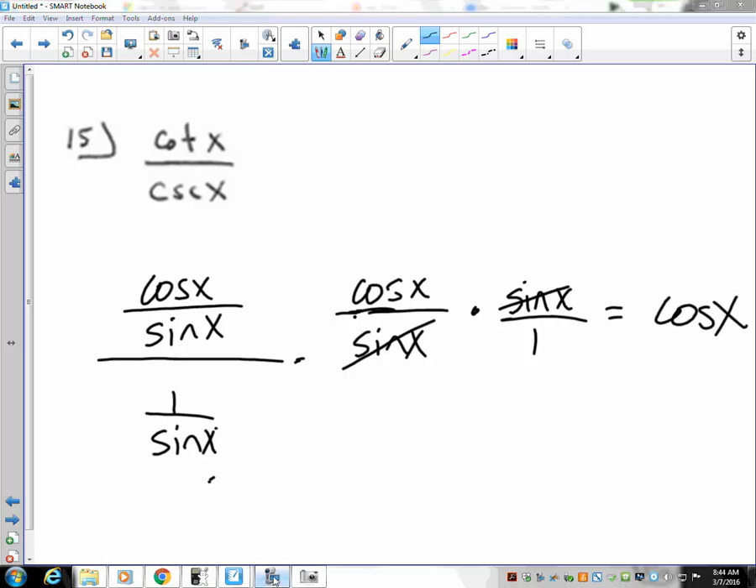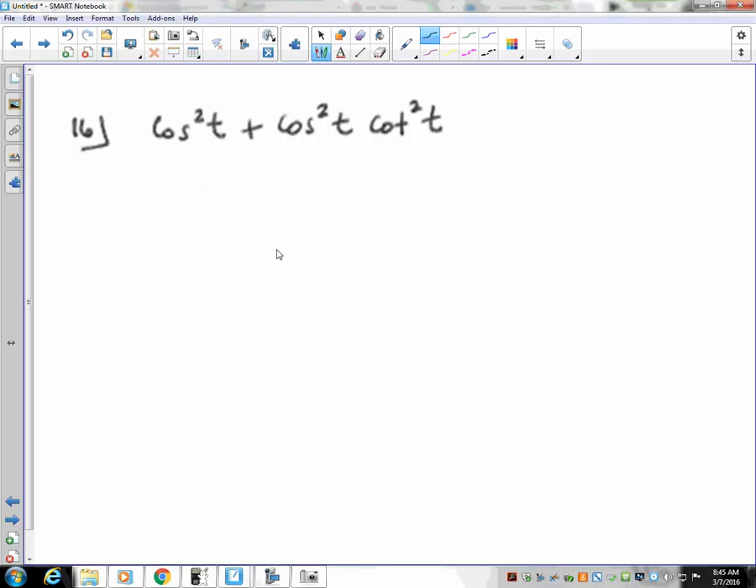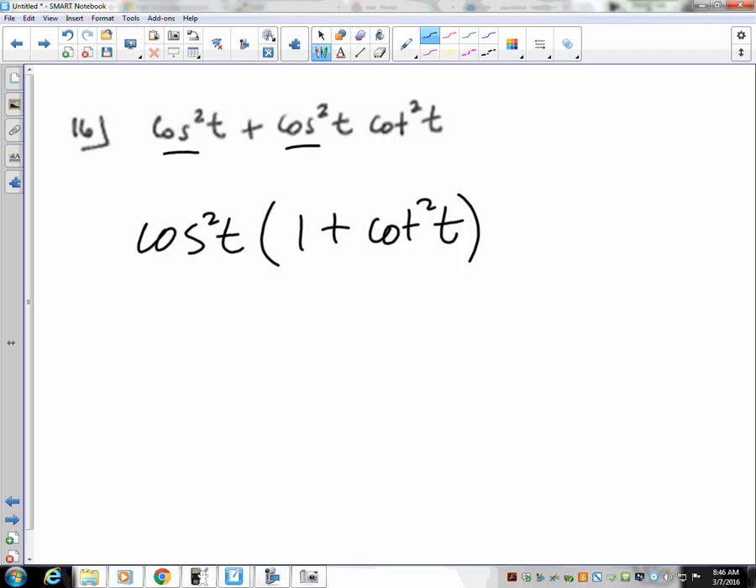Okay, on number 16, we see cosine squared twice, so that should tell me that I need to factor. So we're going to factor out a cosine squared. Now, let's notice we got a Pythagorean identity right here. So 1 plus cotangent squared would be cosecant squared. So I'm going to have cosine squared times cosecant squared.